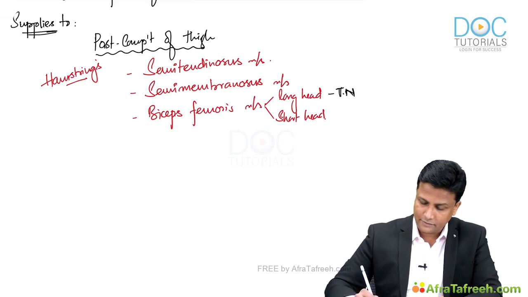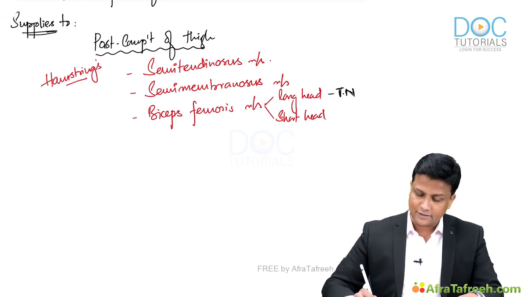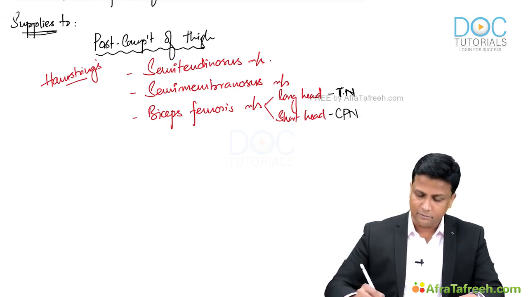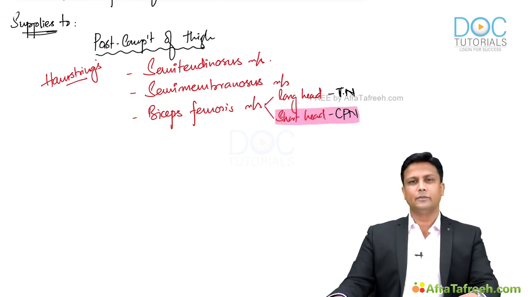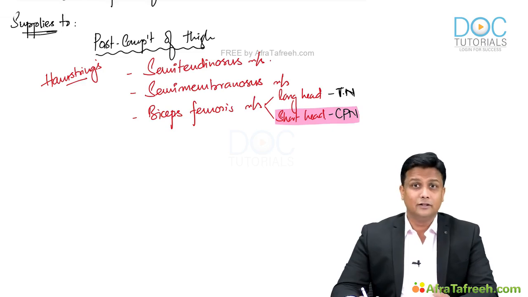Only the long head is supplied by which nerve, sir? Tibial nerve. Then what about the short head? Remember, short head is actually supplied by your common peroneal nerve, and that's an important MCQ here, sir. Short head of biceps femoris is supplied by common peroneal nerve. Fine. So it is one of the exceptions here.